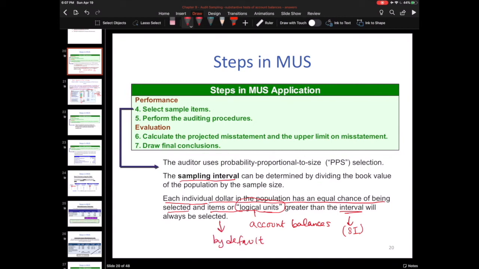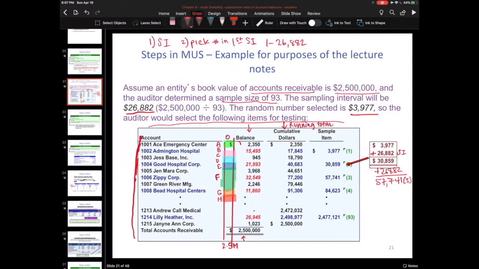This is something that a lot of people struggle to understand. If it already makes sense to you, feel free to skip the next few minutes. So basically, the reason why account balances bigger than the sampling interval are going to get picked by default is, okay, because if you have a sampling interval that is going like this, you can see, obviously, how a lot of these balances are completely getting skipped over.